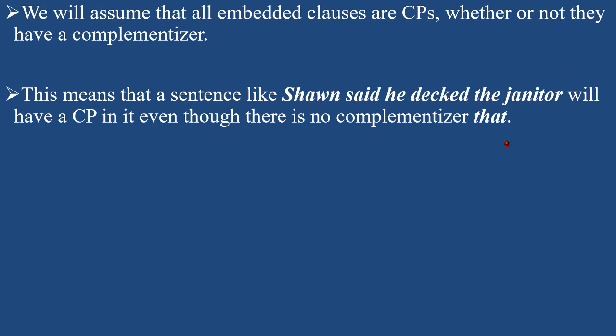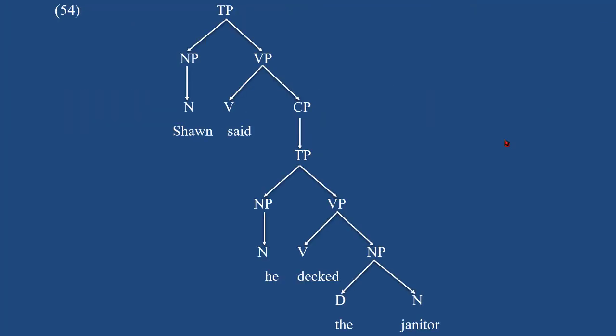So whether you have this, that, or if, for example, in the case of that, sometimes you may not find it there. It might not be written, but still the sentence is grammatical. But underlyingly, it is there. So this means that a sentence like Sean said he decked the janitor will have a CP in it, even though there is no complementizer for that. So that is always there, even if it is sometimes not written.